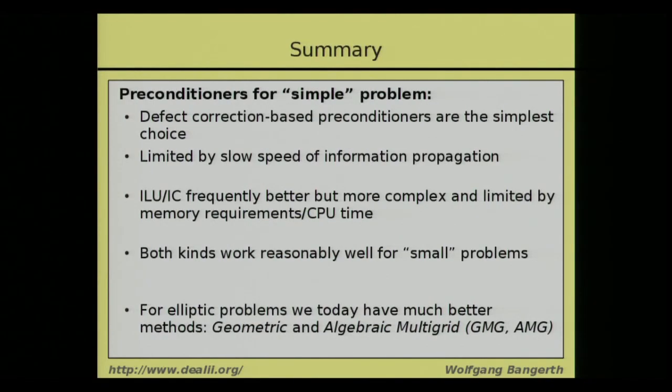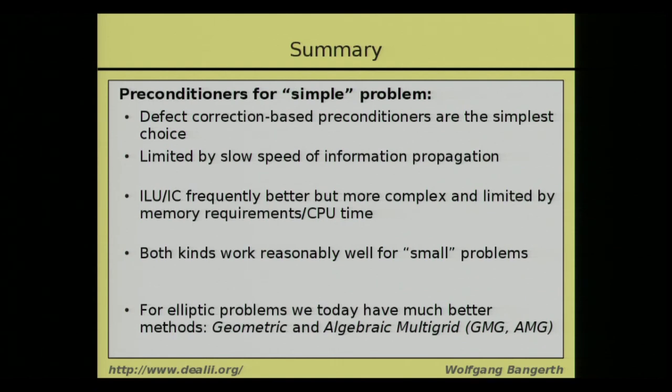If you wanted to sum this up, you can use these methods for relatively small problems, where maybe that is not that big of a problem. But for large problems, let's say with millions or tens of millions of unknowns, defect correction iterations simply don't work well anymore. Similarly, for very large problems, computing the LU or IC factors becomes prohibitively expensive. So for large problems, we have to rethink this whole approach again.